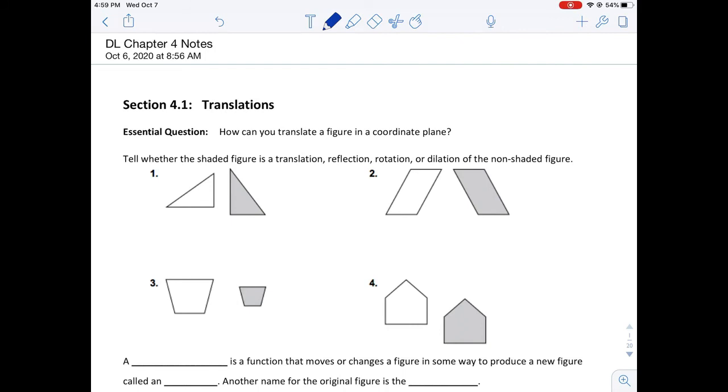We are ready to start Chapter 4 today, and specifically we're only going to be in 4.1 and dealing with translations. So here in the beginning is our little warm-up, just trying to remember ideas about transformations from maybe some middle school math that you did. It's been a while since then. So take a moment and see with these 4 examples here, if you can determine if the shaded figure is a translation, reflection, rotation, or dilation of the non-shaded figure.